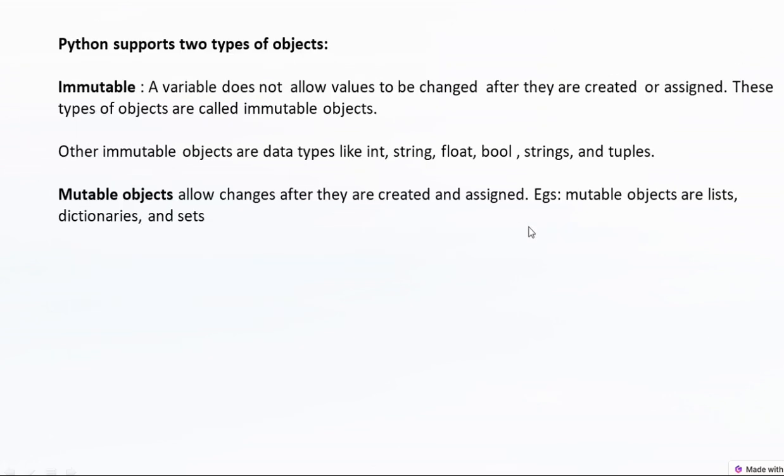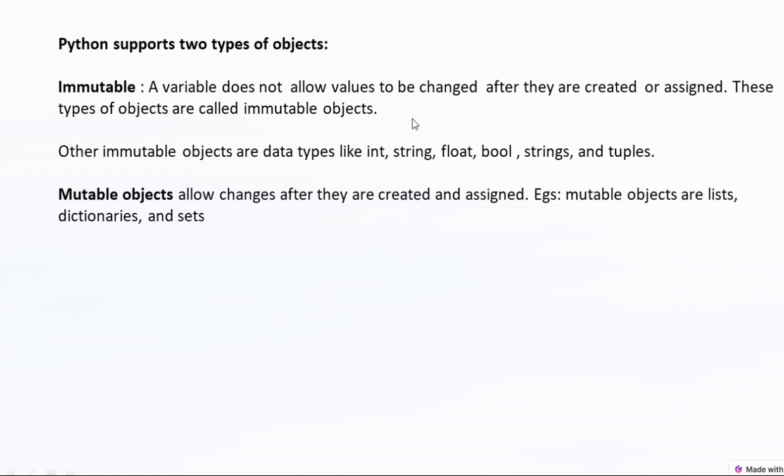Now coming to the next two things, two types. Python will support two types of objects here, which we'll be seeing always, immutable and mutable. So immutable means a variable that does not allow the value to be changed, right? Once the variable is created, you cannot change its value. So then we call that this object is immutable. So please remember this very important concept. Once a variable is created, if you cannot change it, we say that object is immutable.